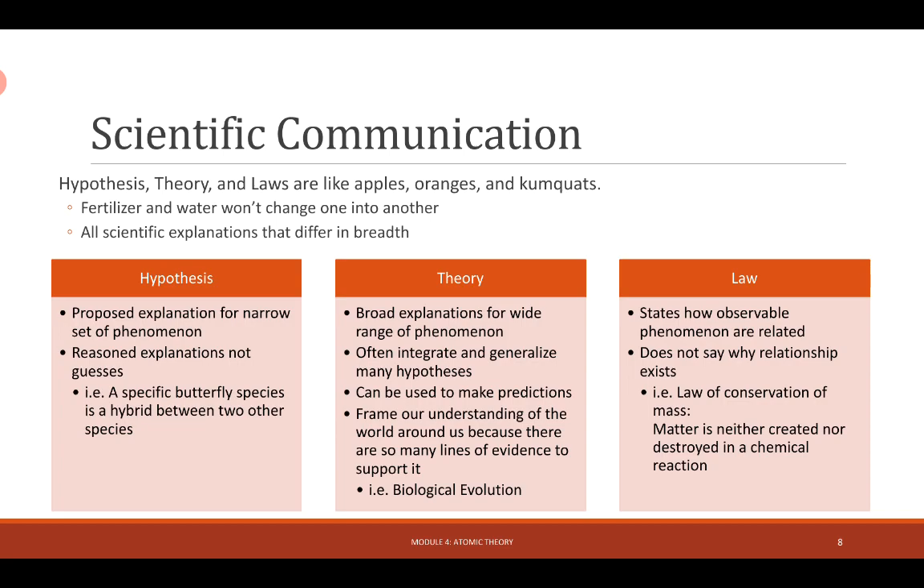A law states observable phenomena that are related. And so how are two things related, or how is anything related? But it doesn't try to explain why. Like earlier we talked about the law of conservation of mass, where matter is neither created nor destroyed in a chemical reaction. It doesn't say why matter can't be created or destroyed. It just says it is. And so now we're going to be talking about two other laws and atomic theory.